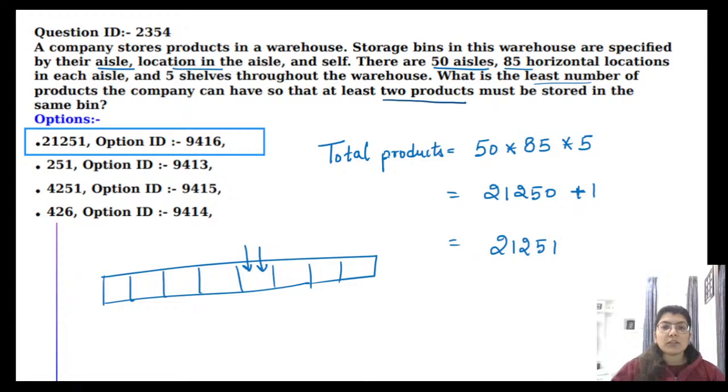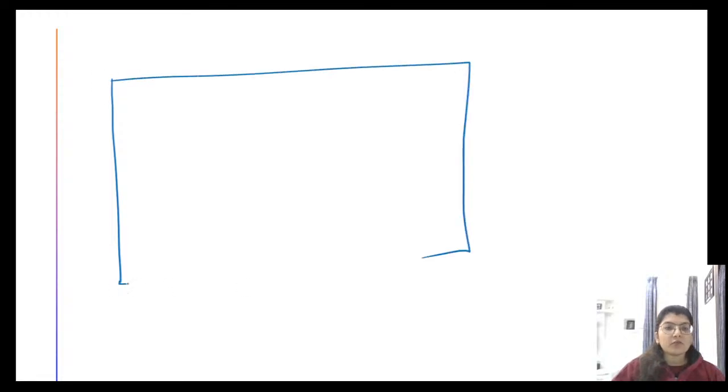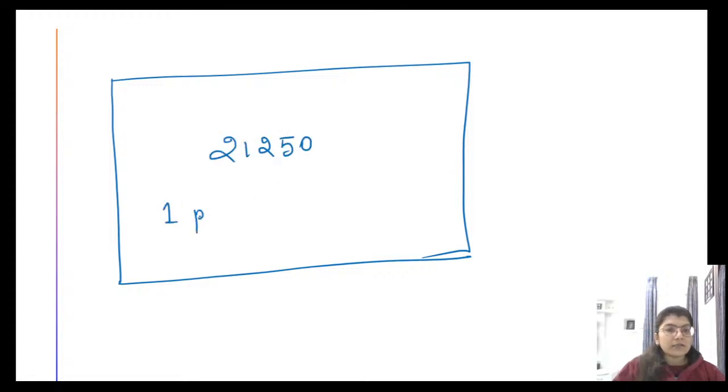Because see, total products आपके कितने store हो गए? 21250. This means that in your warehouse, if this is your warehouse, how many products you can store based on the space given to you? You can store 21250 products, one product in one bin. Like this, you can store 21250 products.